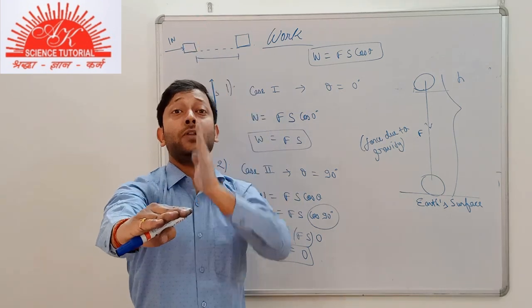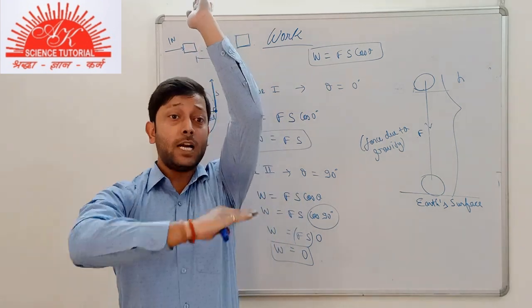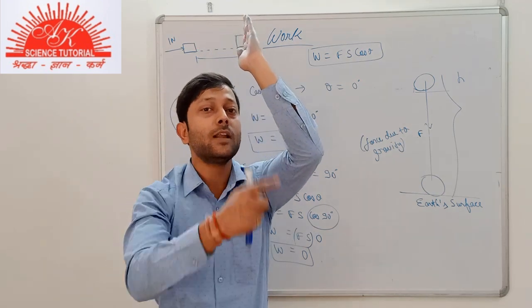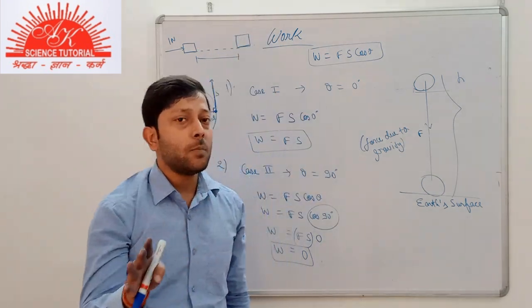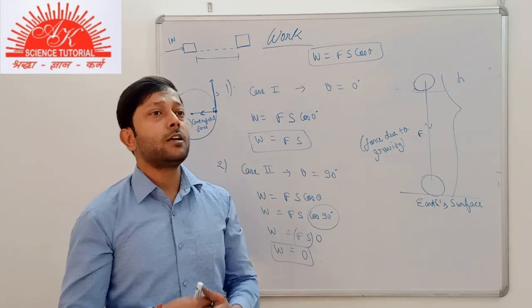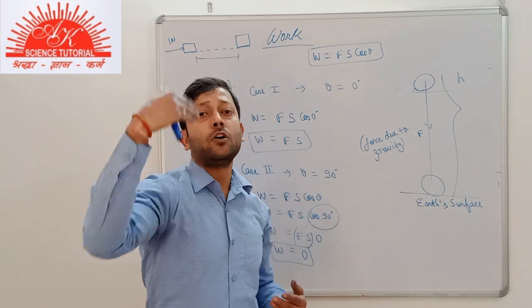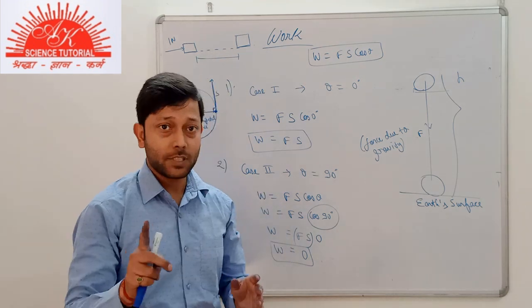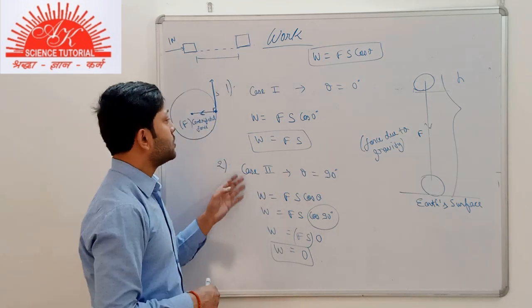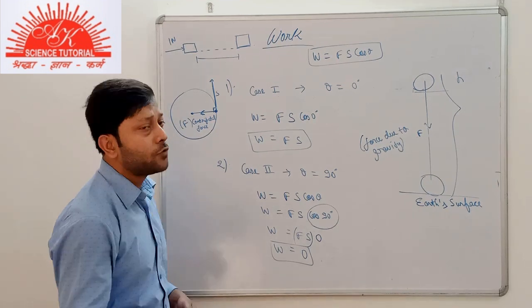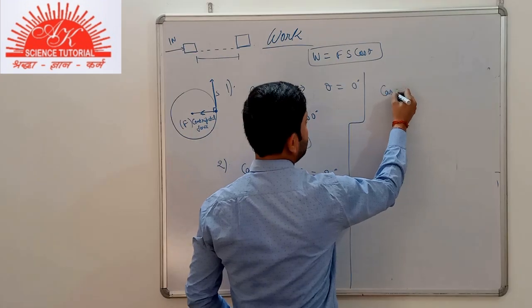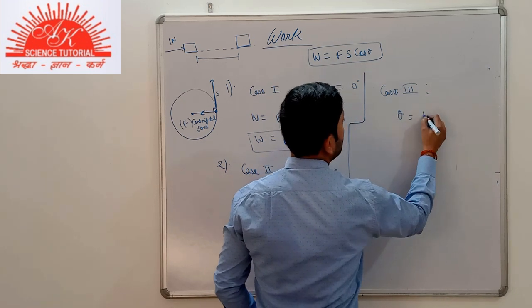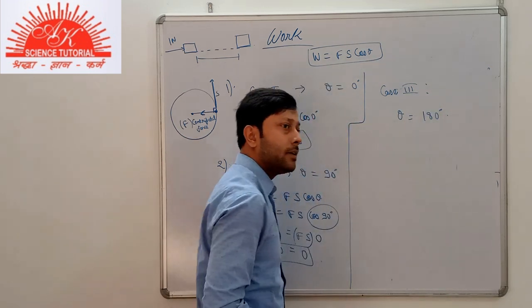So what is the angle between them? Force in upward direction and displacement of load in horizontal direction. The angle between them is 90 degrees. So it doesn't matter that the coolie is lifting it up or walking on the floor, he is doing no work in physics, in the language of science. So these were the two cases. Now we move to case 3. Case 3: when theta equals 180 degrees.